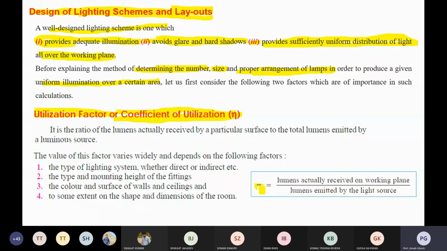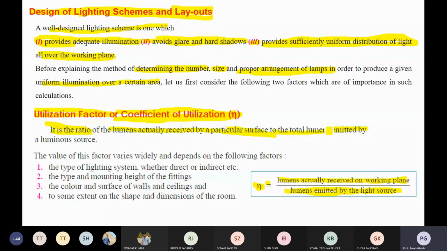The same kind of thing also happens here. How many lumens you have received at the working plane; some of the light, a few of the beams, may be lost due to environmental conditions, and that is divided by the lumens emitted by the light source, means how much input is there. So that is the ratio: the ratio of the lumens actually received by the particular surface to the total lumens emitted by the luminous source.